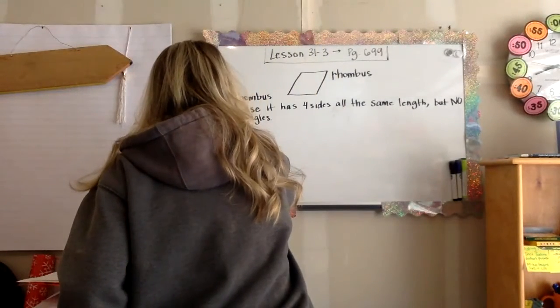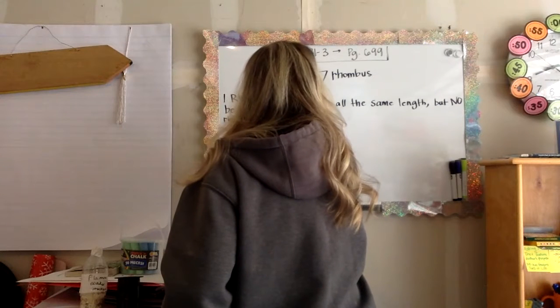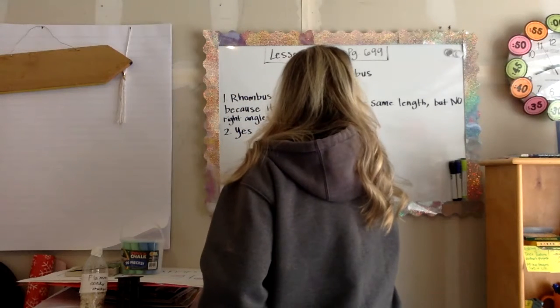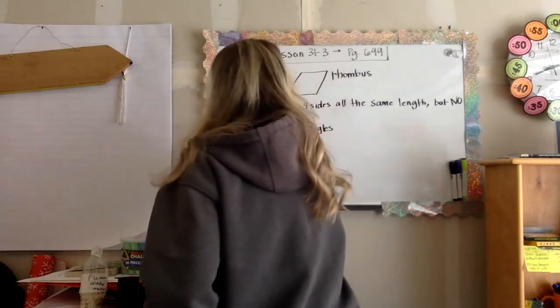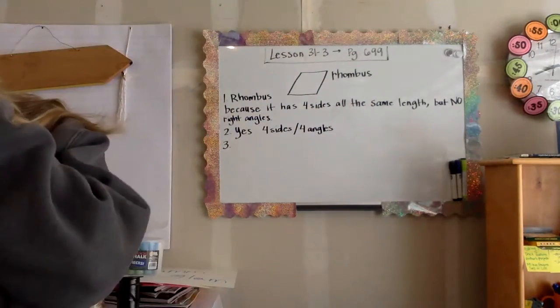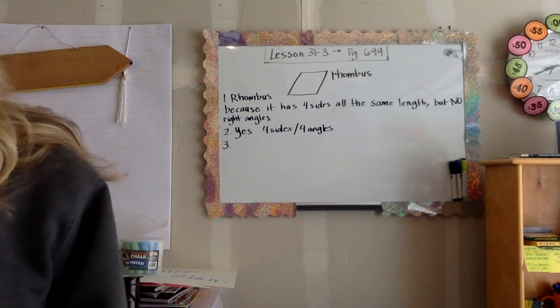2 is yes. 4 sides, 4 angles. Number 3. Is the shape a parallelogram? Is it a rectangle? Is it a rhombus? Explain. So let's start with the first one.